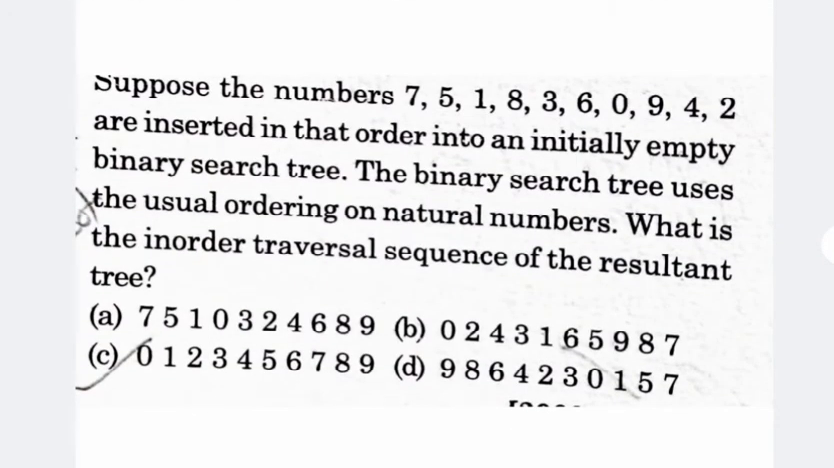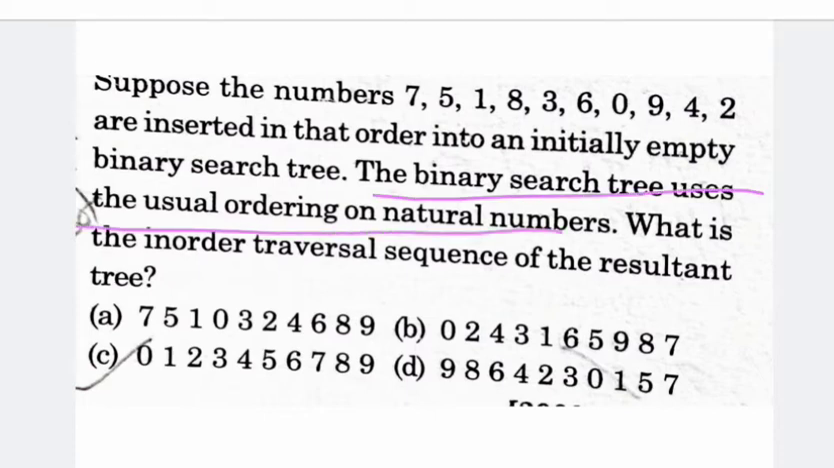Suppose the numbers 7, 5, 1, 8, 3, 6, 0, 9, 4 and 2 are inserted in that order into an initially empty binary search tree. The binary search tree uses the usual ordering on natural numbers. What is the in-order traversal sequence of the resultant tree? This is a very easy question, because a binary search tree uses the usual ordering of the natural numbers.